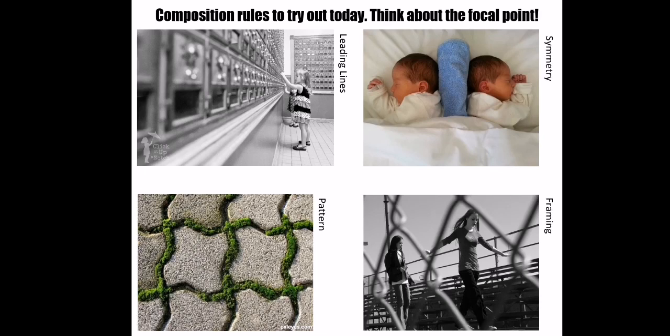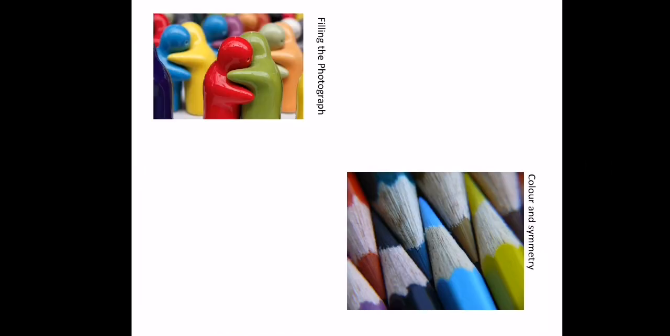Okay, so here are the composition rules that I want you to try out. It's going to be today and also the next lesson. I'll set them for both. Leading lines, symmetry, patterns, framing, paying close attention to filling the photo, like the ones that I've looked at today. And it may be that if you've got Lego men hanging around, you could take them out and put them in the garden and take some nice close-ups using some of the techniques that I've talked about.